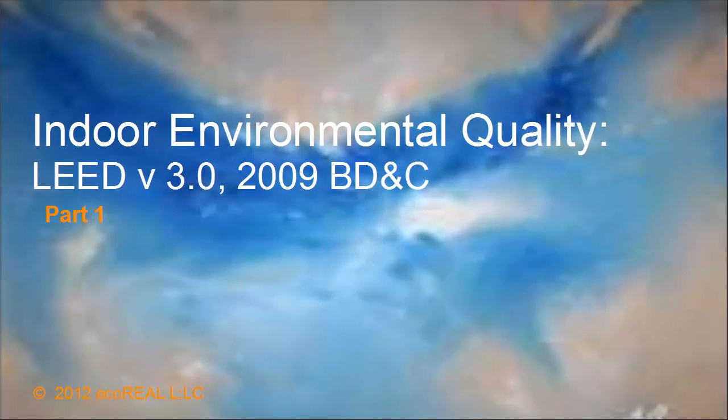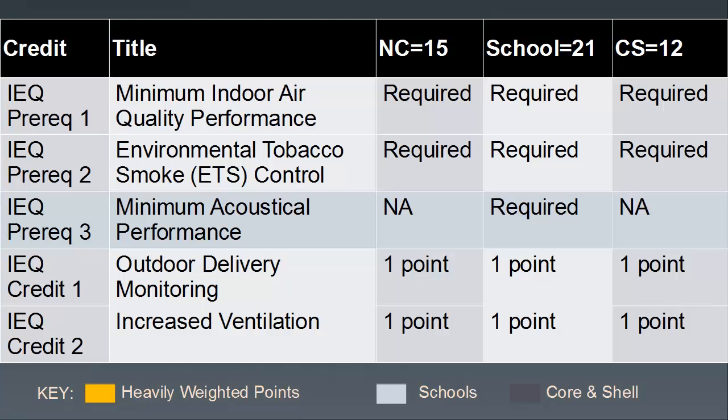Indoor environmental quality is the fifth category of the LEED version 3 2009 Building Design and Construction Manual. It's the last section before innovation and design. It has 3 prerequisites that are mandatory for every project, starting with minimum indoor air quality performance, environmental tobacco smoke, then minimum acoustical performance. Now that third prerequisite is only required for schools.